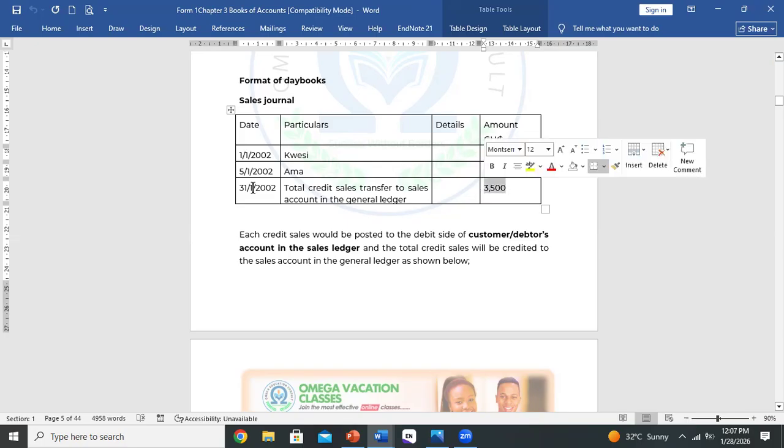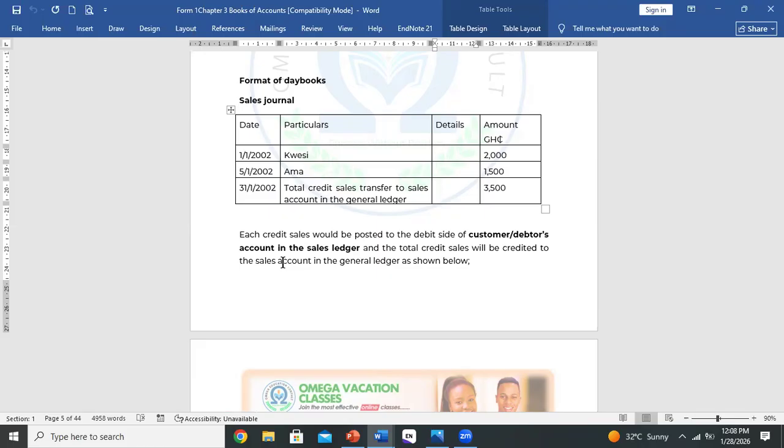When you are done with the book like this, you have to post it to the appropriate ledger. The principle is that the entries in the sales day book are posted to the sales ledger. Why? Because the sales ledger keeps account of debtors. These people are those we have sold goods to on credit, so they are debtors. So if you were to prepare your sales ledger, this is how it will appear.